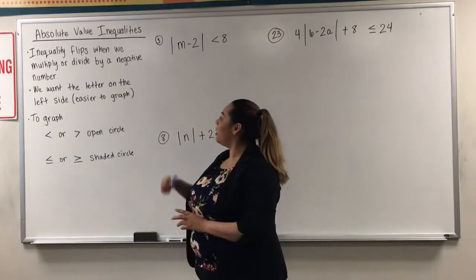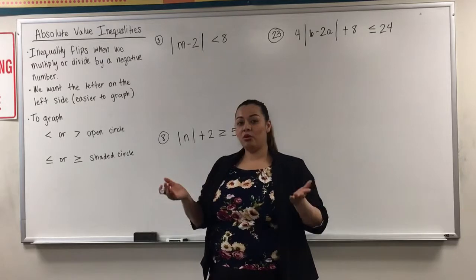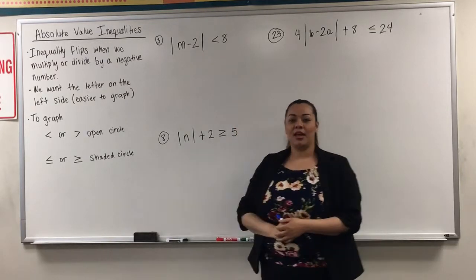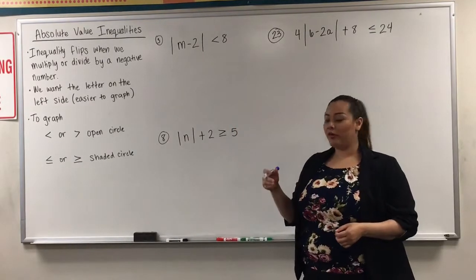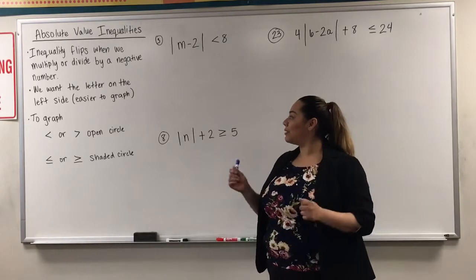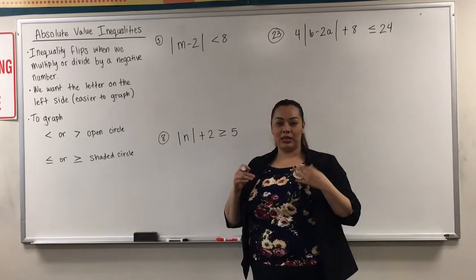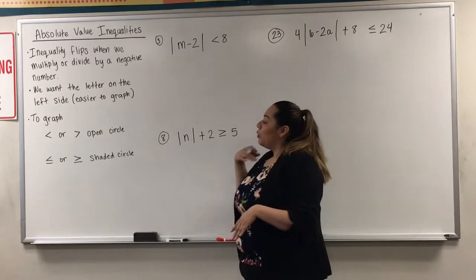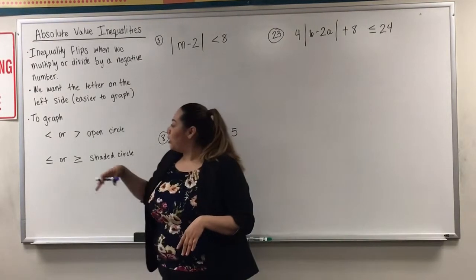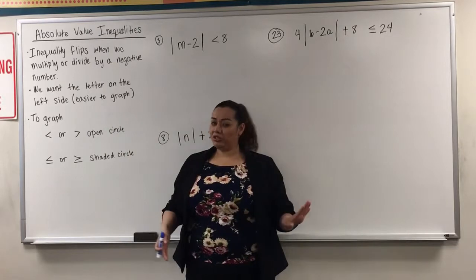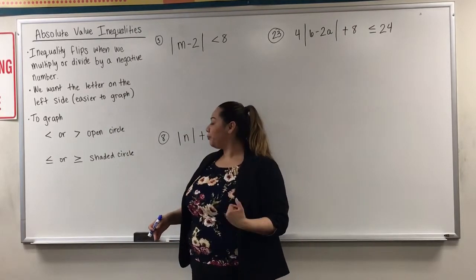So whenever we have an inequality, remember that the only rule that we're going to follow is that the inequality is going to flip whenever we multiply or divide both sides by a negative number. Has to be a negative. If it's a positive, we keep it as is. Also remember that we always want the letter on the left hand side. It's just easier to graph, and you guys will see right now.